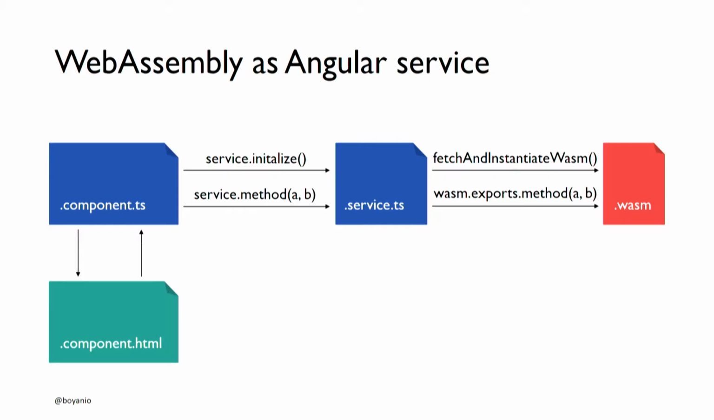And if we have to implement it, it's going to look something like this. Because we need to download and instantiate the WebAssembly, in our service we'll probably need to provide some kind of initialize method that we are going to call, and it's going to return either a promise or an observable, something that will resolve in the future, right? And then we have to fetch and instantiate the WASM file, and then we can just call the functions on our WebAssembly module afterward from the component. So this could be one option, right?